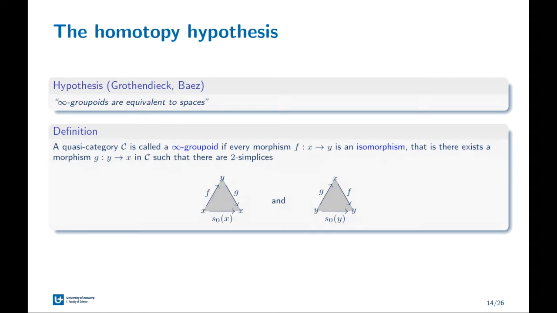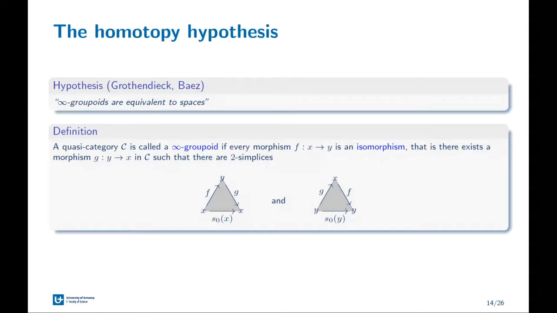So I mentioned what a space was. These were these Kan complexes from the beginning. I haven't introduced infinity groupoids yet, so let me do that. A quasi-category is called an infinity groupoid if every morphism from X to Y is an isomorphism. So it's similar to an ordinary groupoid.